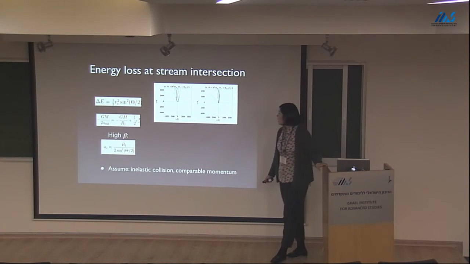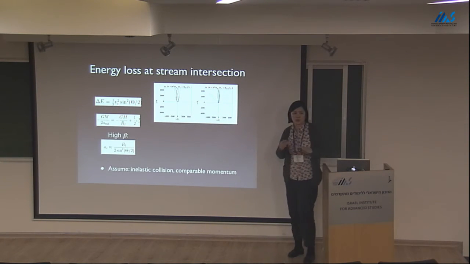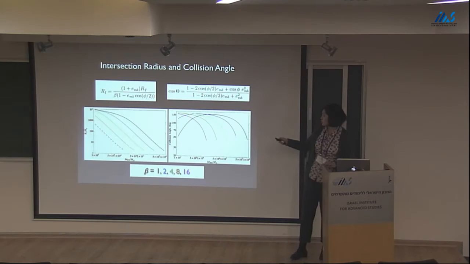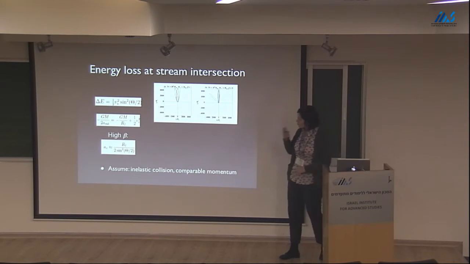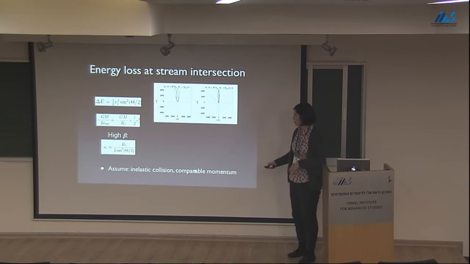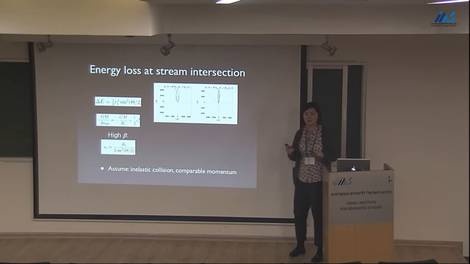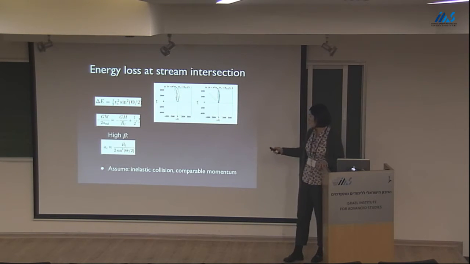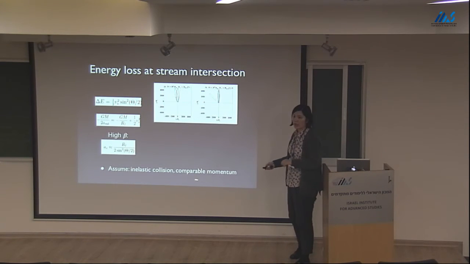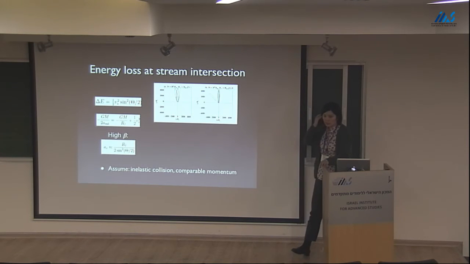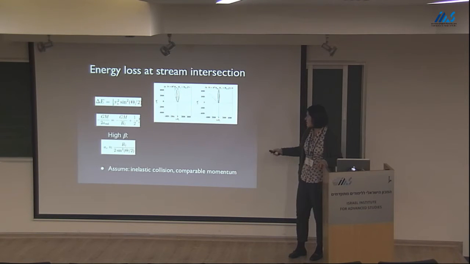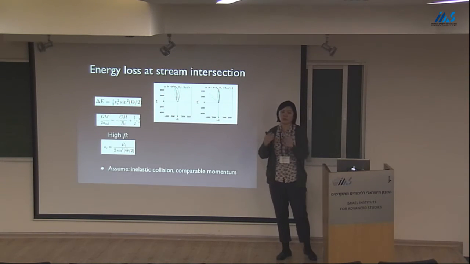Why do we need to know this? Because the energy loss when the two streams collide, and how fast the circularization happens, would depend on these two quantities. So what is the energy loss at the tidal stream intersection? We made very simple assumptions without doing any hydro simulations. We assume that the outgoing stream and the incoming stream have similar momentum, and also that the collision is totally inelastic. Of course, this gives an upper limit of the estimate of the energy loss. This is saying that after collision, the two streams merge and move at the same speed.